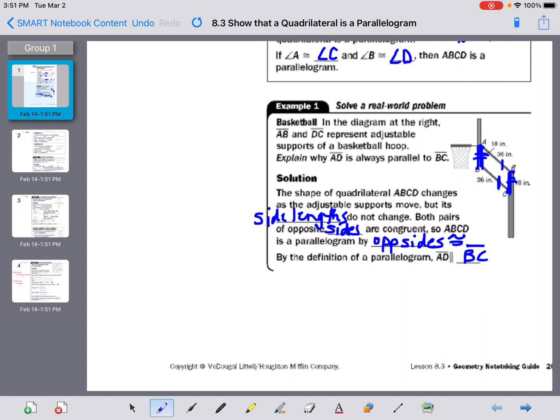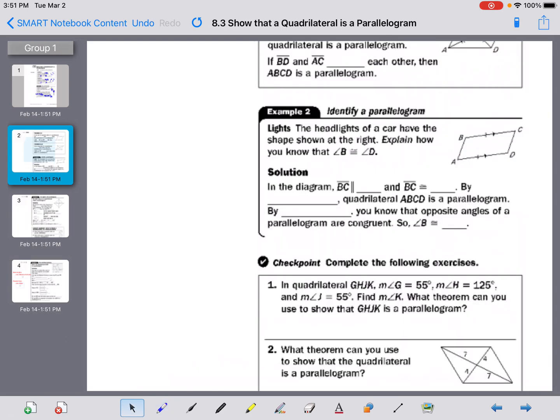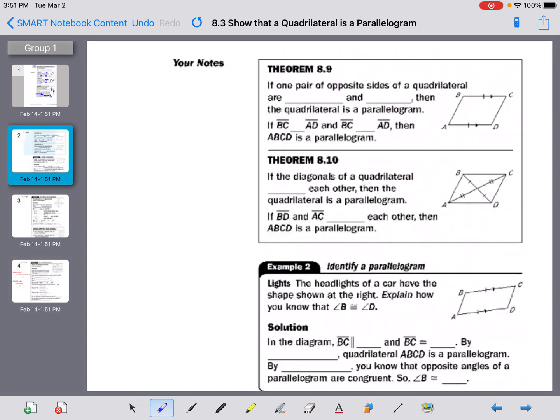All right, second page already. We have new theorems here at the top. If one pair of opposite sides of a quadrilateral are congruent, okay, we see those congruent marks right there, and we see parallel marks. So if one pair of sides are both congruent and parallel, notice we know nothing about the other pair of sides, but if that one pair is both congruent and parallel, then we know we have to have a parallelogram.